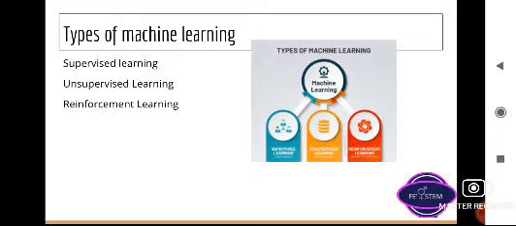Okay, so there are 3 types of machine learning: supervised learning, unsupervised learning, and reinforcement learning. These are the 3 types. When we are talking about machine learning, this is the most basic part every person should know. So let's move ahead.